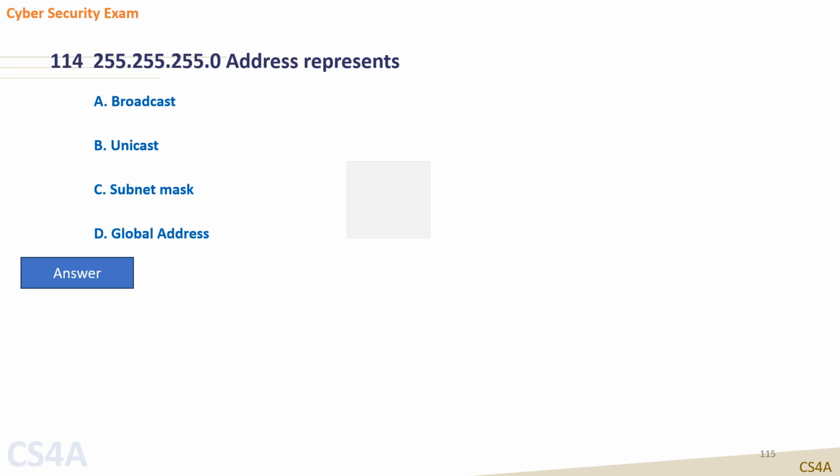Here the question is, what is the 255.255.255.0 address called? Either broadcast, unicast, subnet mask or global address. So this is not a broadcast address or unicast address. This is a subnet mask. Subnet mask is used to represent the IP address, which has a network part and a host part. The network part of the address is represented as ones and the host part is represented as zeros. So this address is called subnet mask. So option C is a correct one.